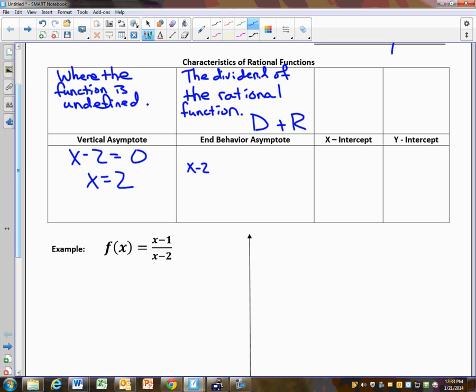We want to take x minus 2 and divide it into x minus 1. So what do you multiply x by to get x? 1. So we put that over our constant. We multiply back through. Subtract. We get 1 as the remainder. So we write that as 1 plus 1 over x minus 2. We don't care about this 1 over x minus 2. All that does for us is tell us that it's still undefined at 2. What we care about is the dividend, and the dividend is this portion right here. So when the question is what is the end behavior, the end behavior is y equals 1.